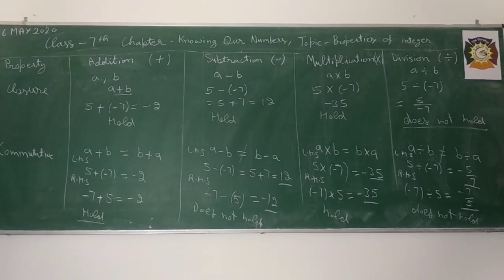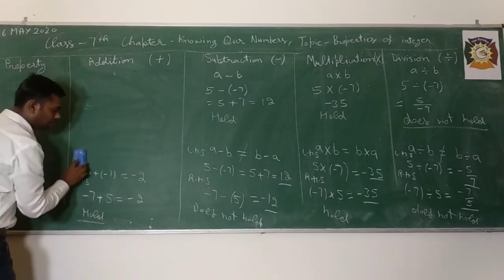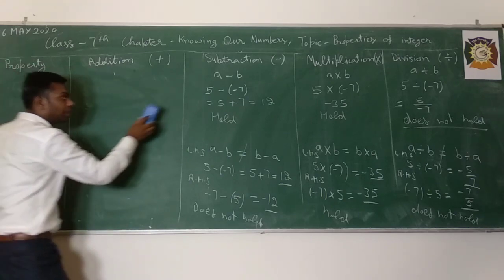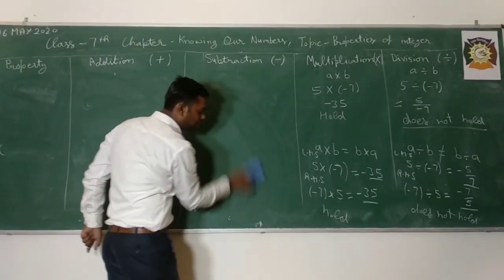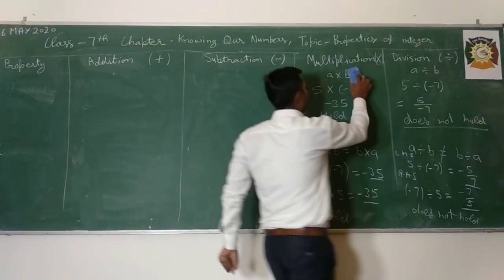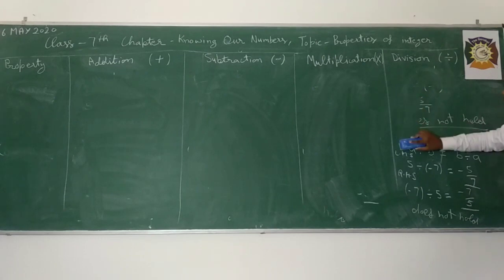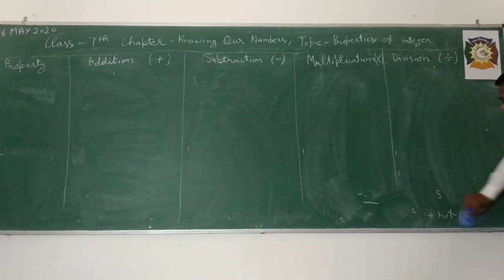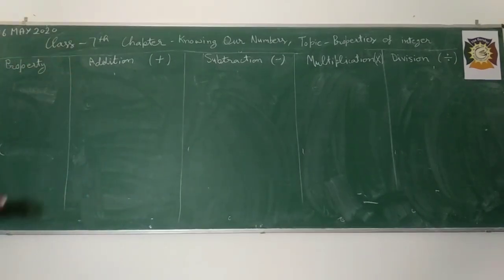Now we discuss the third property of integers, that is associative. Associative property of integers. In associative property, we take three integers and we have to add two first and then the third. If the result is same, then we say that the associative property holds. Let's try. Third property, associative.